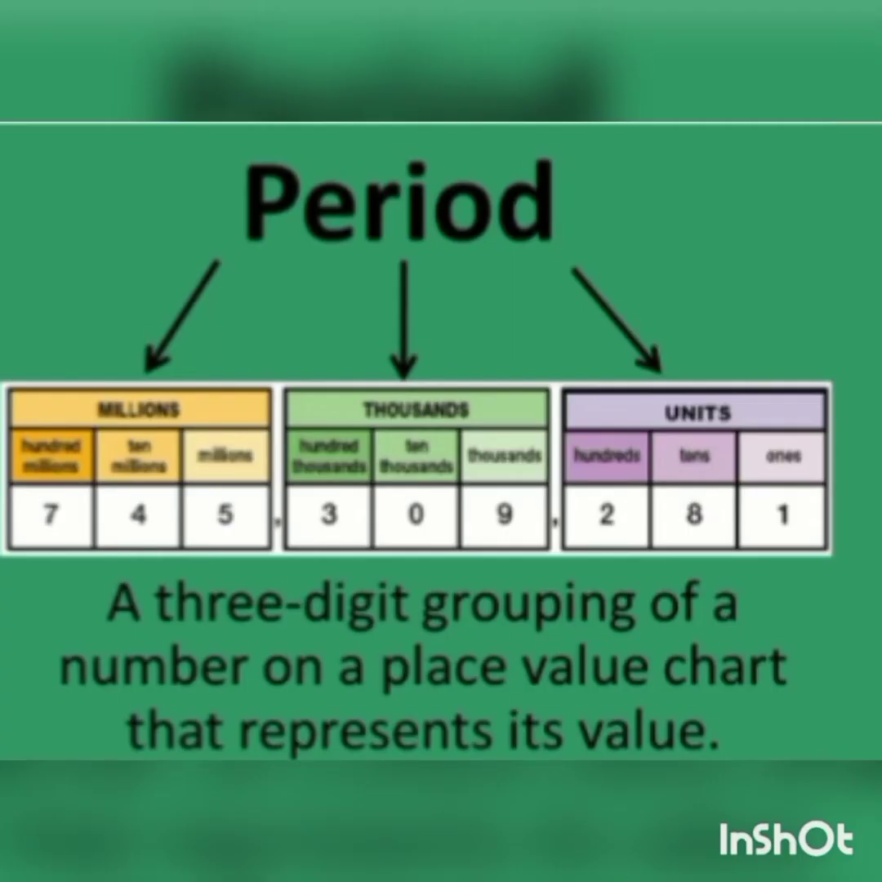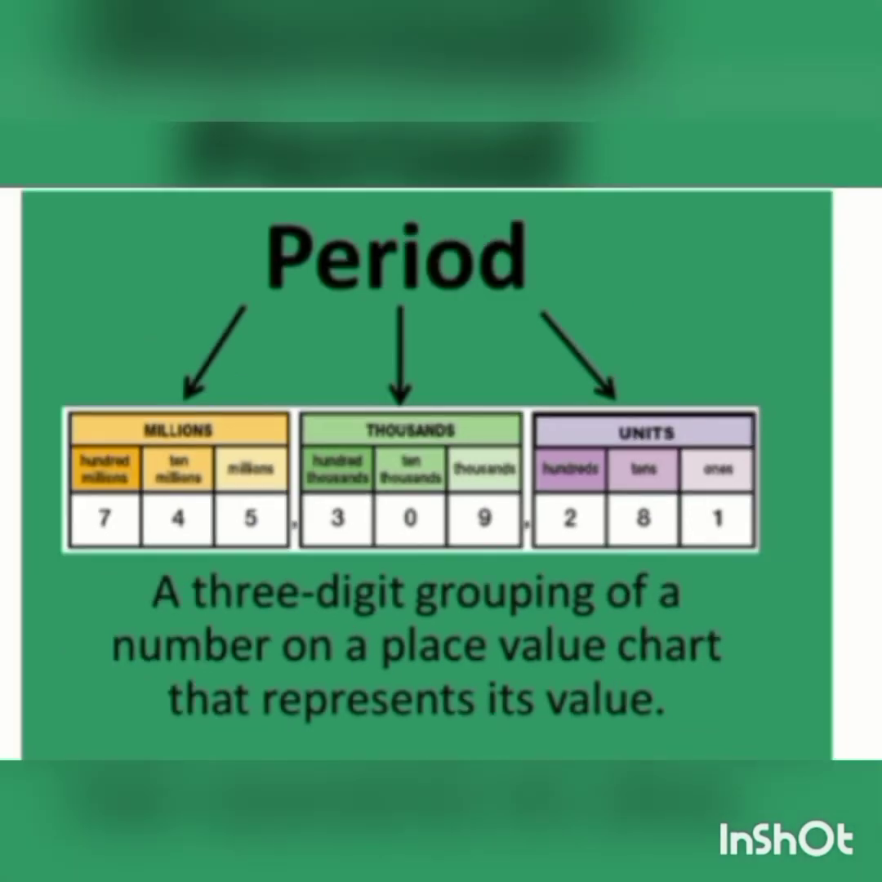Now have a concept about periods. Students, if the numbers are very large, reading them can obviously be quite difficult. In order to simplify this matter, numbers are grouped according to the place values, called periods. Here is the definition of period. We can see here a 3-digit grouping of a number on a place value chart that represents its value is called a period.